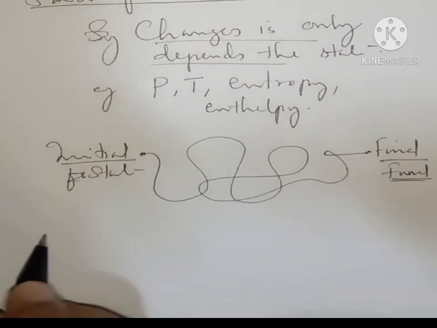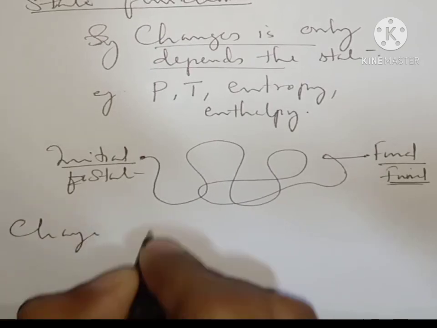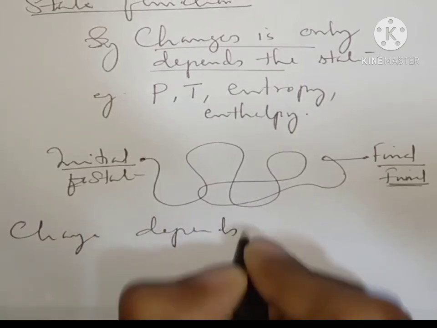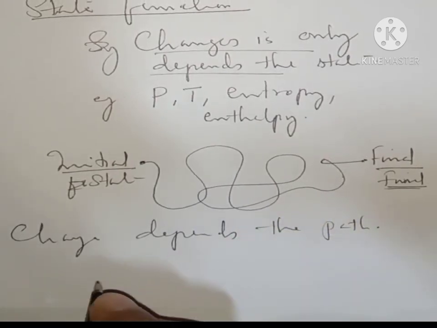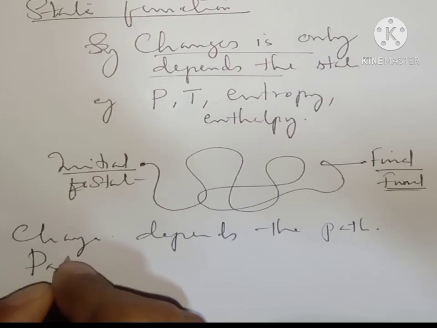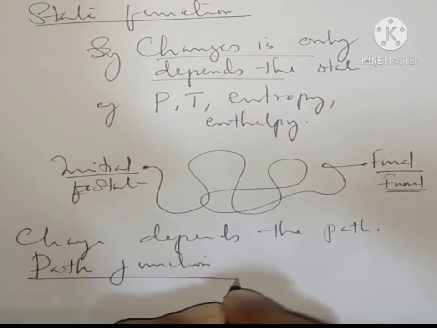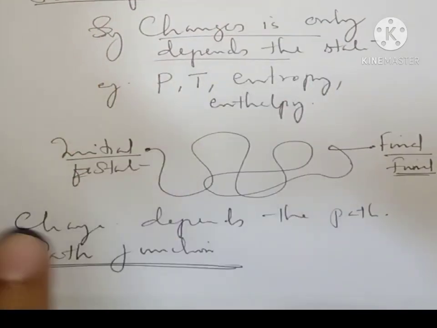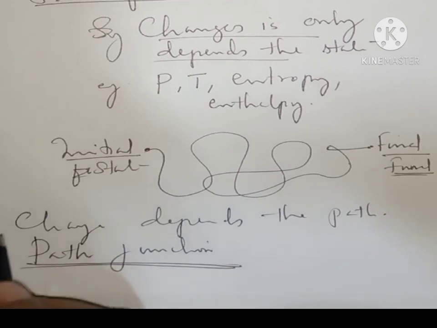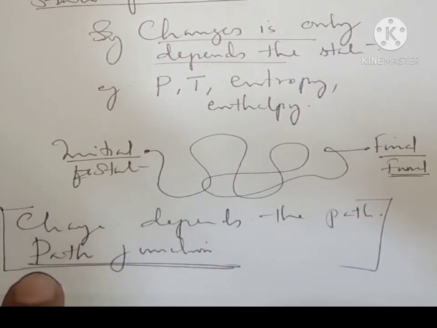So if a change depends on the path, then it is named a path function. So path functions and state functions are there. A path function depends on the path while a state function does not.